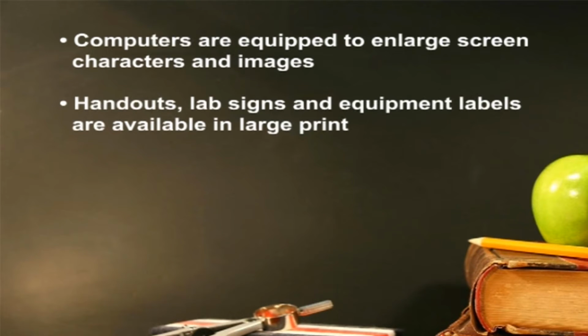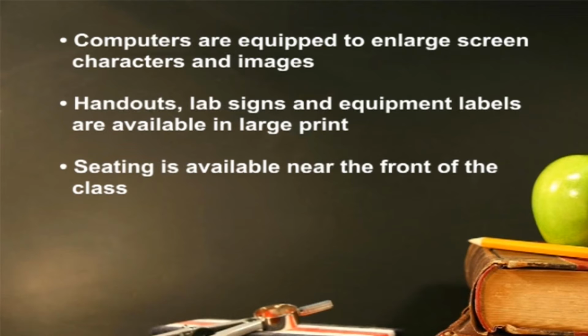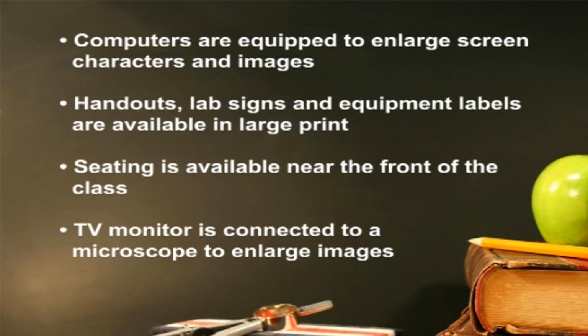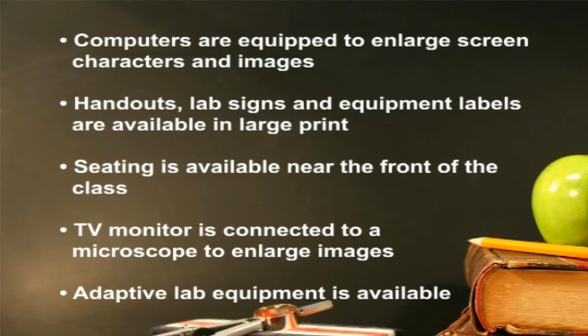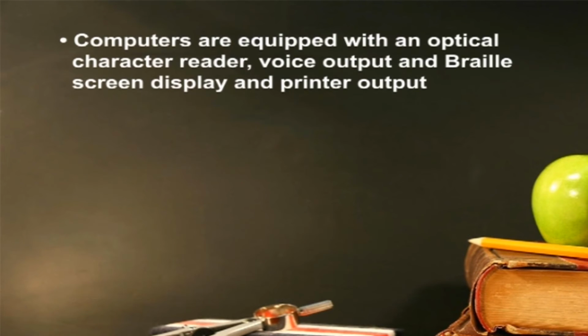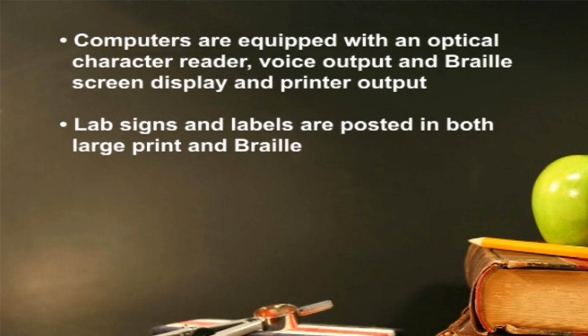Handouts, lab signs, and equipment labels are available in large print. Seating is available near the front of the class. A TV monitor is connected to a microscope to enlarge images. Adaptive lab equipment is available. Computers are equipped with an optical character reader, voice output, and braille screen display and printer output. Lab signs and labels are posted in both large print and braille.